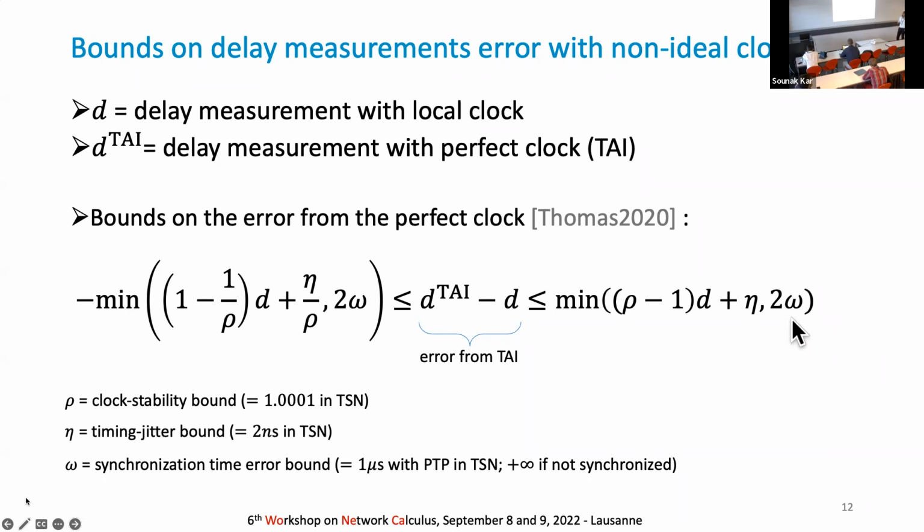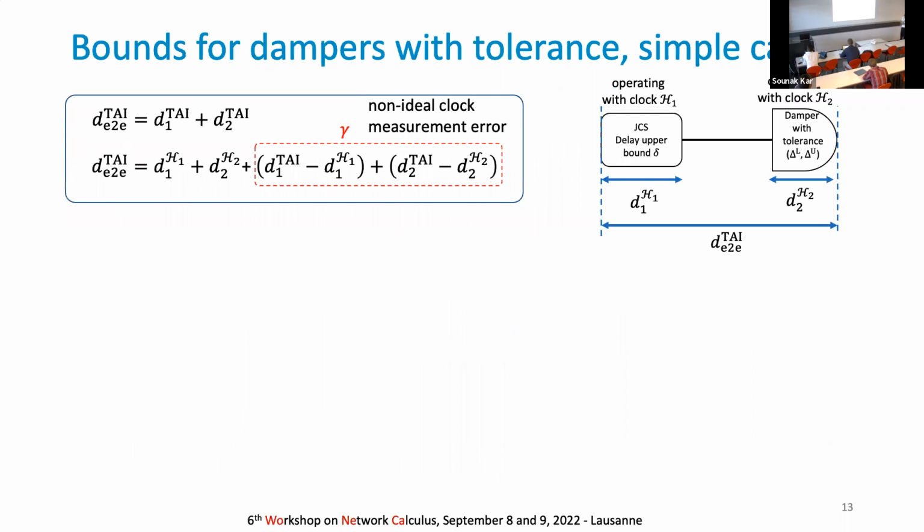And for example, in the case of a TSN with PTP, it is 1 microsecond. And if the network is simply not synchronized, it would be infinity. So let's see how this affects a simple example when we want to compute an end-to-end delay bound.